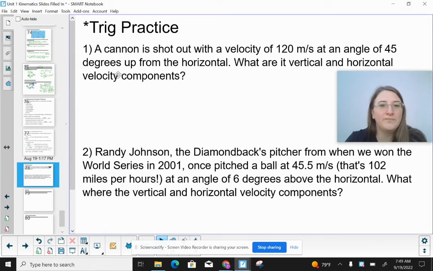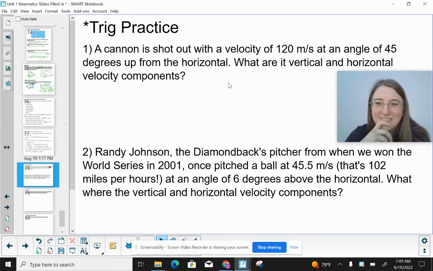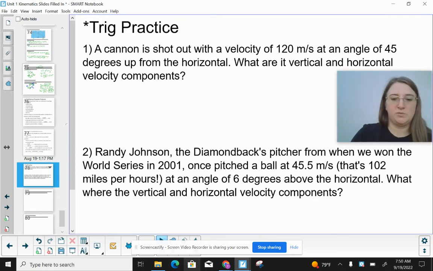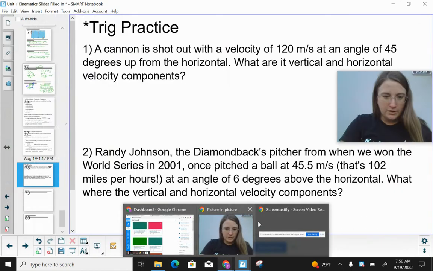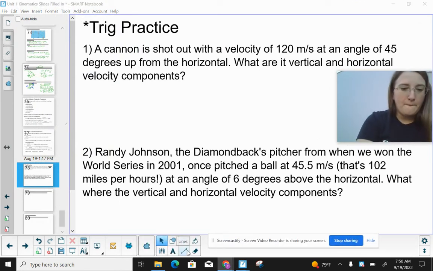Okay, let's do number one. So we have a cannon is shot out. The cannon itself is not shot out. A cannonball is shot out of the cannon, just throwing a cannon into the air. It's shot out with a velocity of 120 meters per second. So let's go ahead and draw a quick picture here.